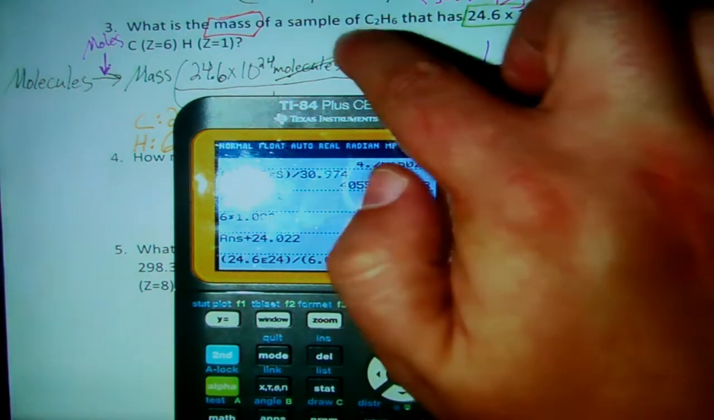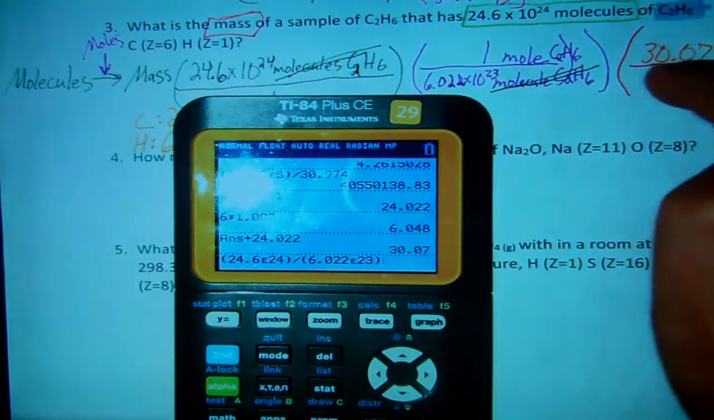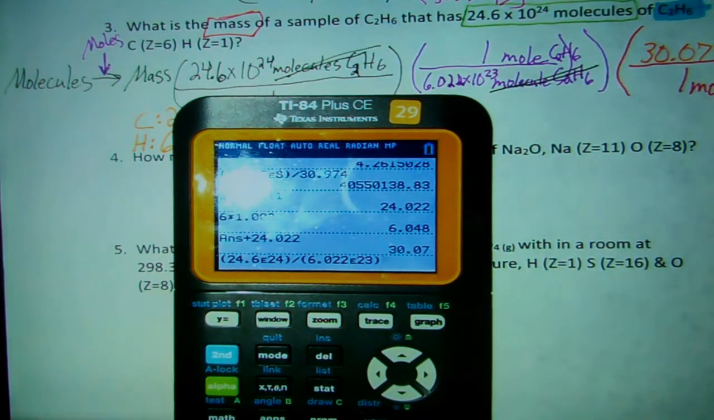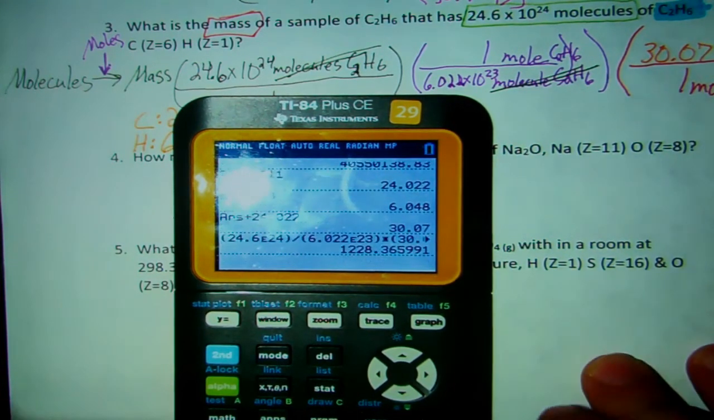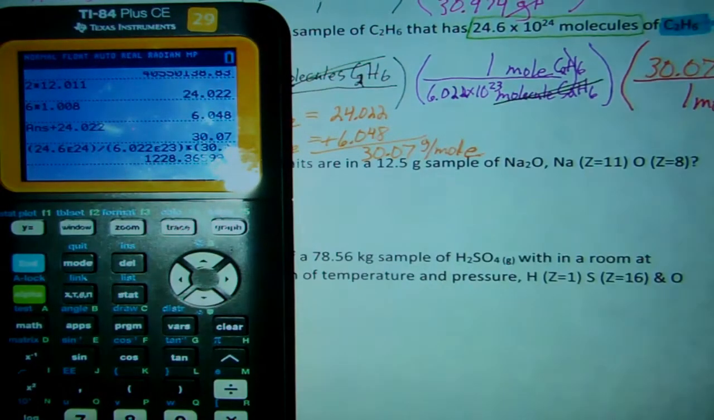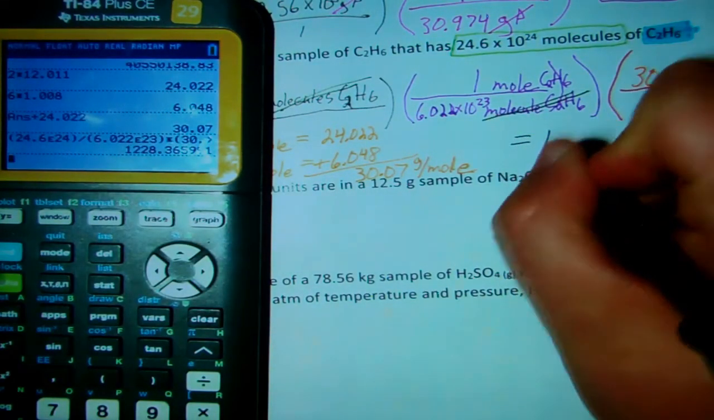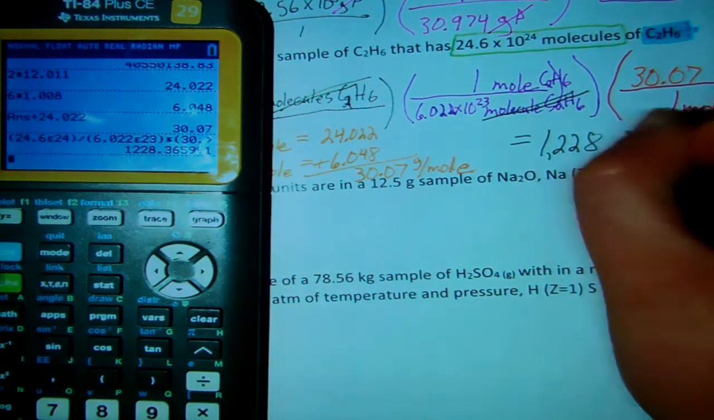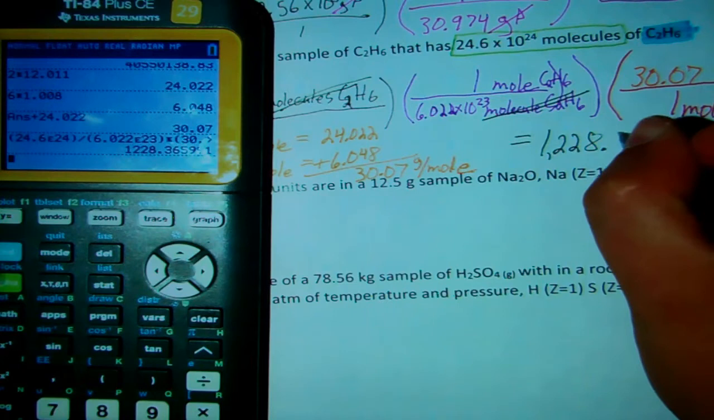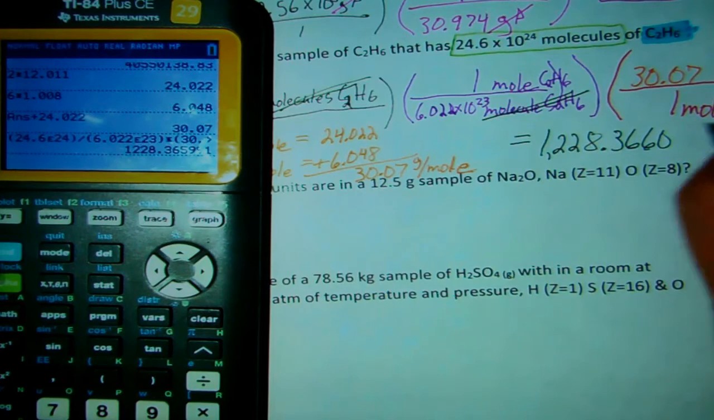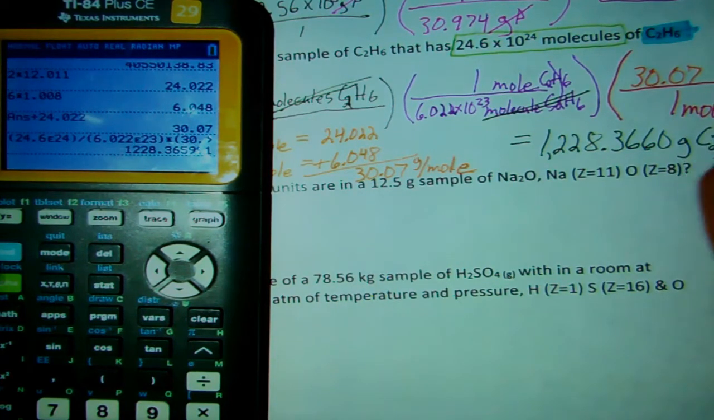Now you're looking at what we started with. Is this number in the numerator or denominator? It's in the numerator, which means we multiply. So times 30.07 in parentheses, and we get an answer of 1,228.3660, and that is grams of C2H6.